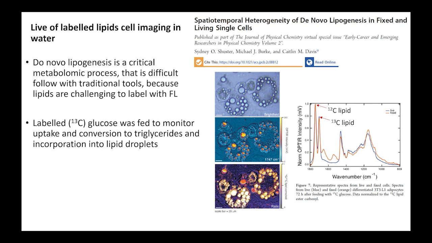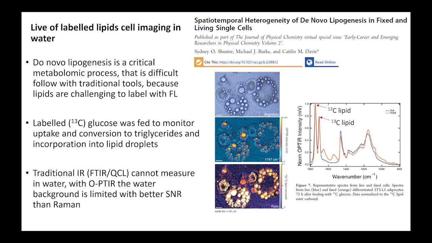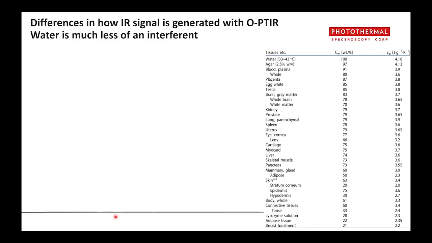Right? And this would all not be possible with a traditional FTIR because these are actually live in water, in nutrient buffer here as well. And with Raman, you could not do single frequency imaging. Right, so the last two examples have all been hydrated or water-based measurements. So how is it that O-PTIR is able to measure in water when traditional FTIR and QCLs can't?